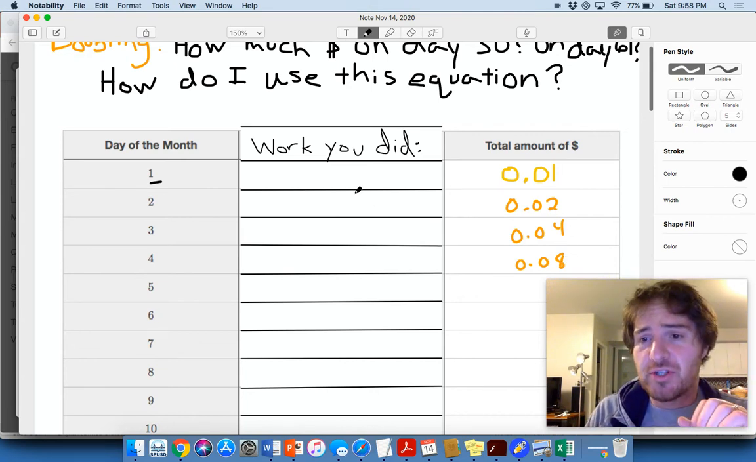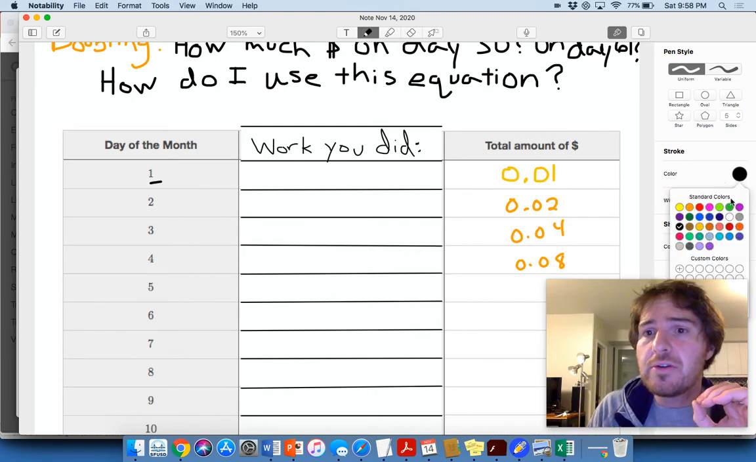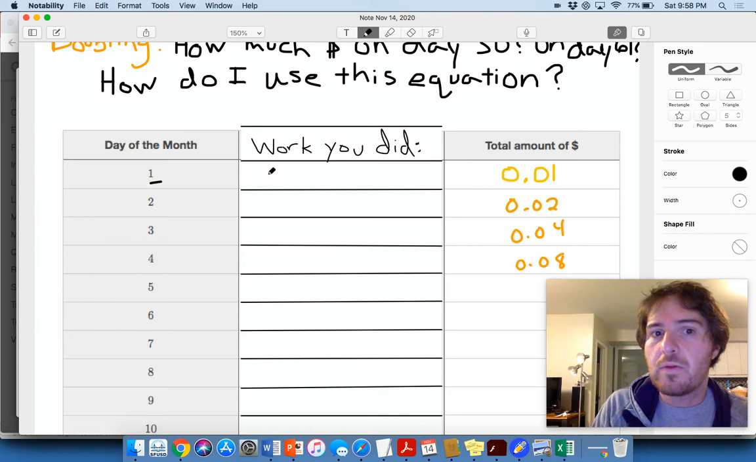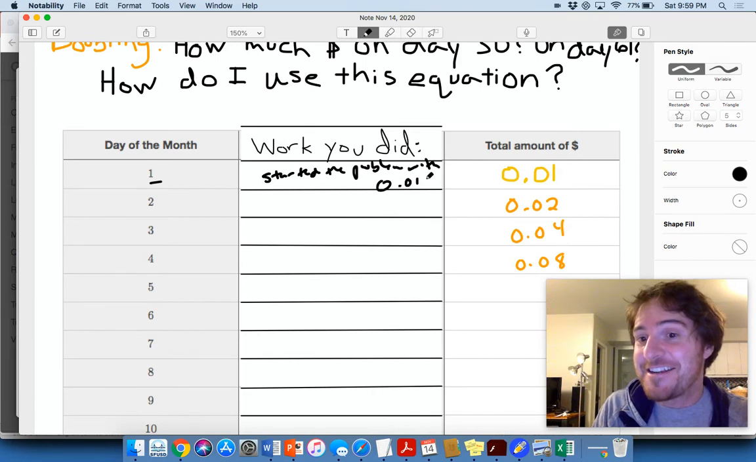And think about the work that you did here. So what did you do? What did you do to get that 1 cent, for instance? Well, we started the problem with 1 cent. That's the work that I did. It was given to us that we started with 1 cent here.